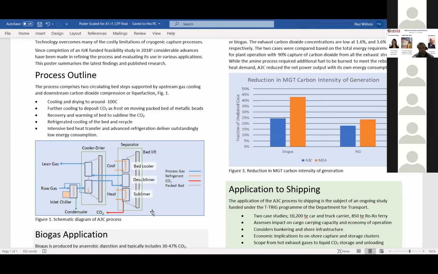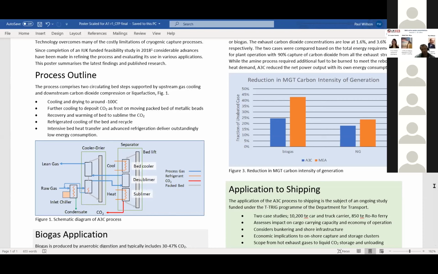to recover the carbon dioxide as a gas. Our refrigeration system provides cold at the top in the bed cooler and rejects a large part of its heat in the sublimer to recover the carbon dioxide. Since it works through a small temperature difference, it has a relatively low energy consumption. The temperature difference between the gas leaving the separation and arriving drives a separate cooler drier stage, which is a similar packed bed circulation that frosts out the moisture in the incoming gases using the cold from the lean gases.